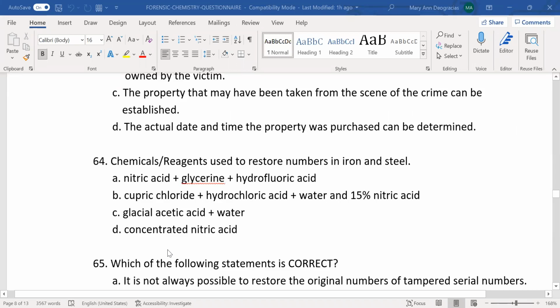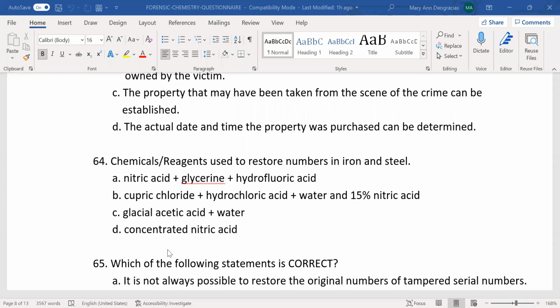64. Chemicals used to restore numbers in iron and steel. All right. A, nitric acid plus glycerin plus hydrofluoric acid. B, cupric chloride, hydrochloric acid plus water and 15% nitric acid. C, glacial acetic acid plus water, and then D, concentrated nitric acid. It's letter B. So that's a copper chloride plus hydrochloric acid plus water and 15% nitric acid.